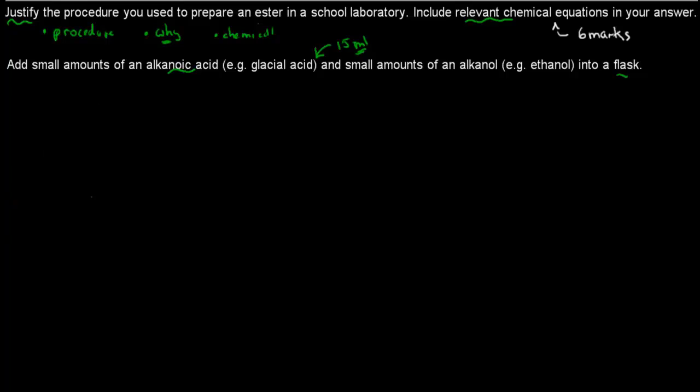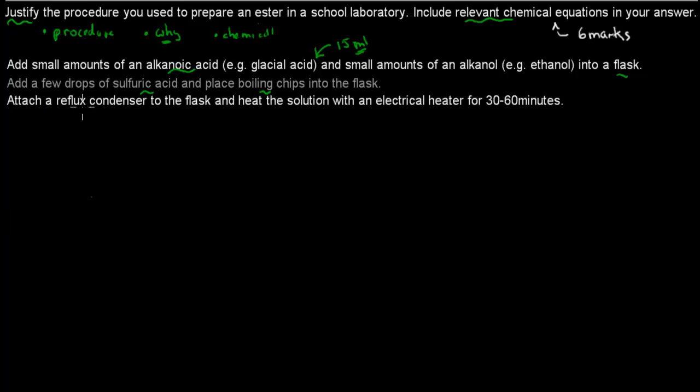That's the first part. Then we added a few drops of sulfuric acid, and also placed some boiling chips into that same flask. So sulfuric acid and boiling chips came second. Then we attached a reflux condenser to the flask and heated the solution with an electrical heater for about 30 to 60 minutes. That can be your hot plate as well. If you wrote hot plate, that's the same thing. And the time is about 30 to 60 minutes.